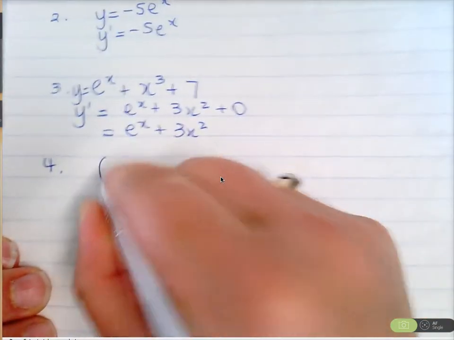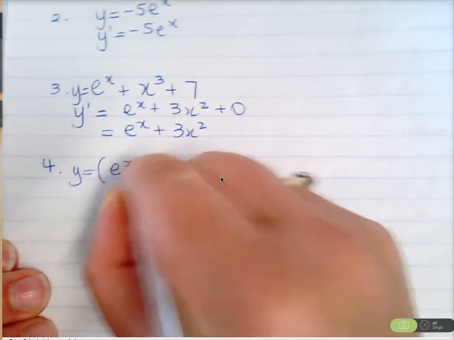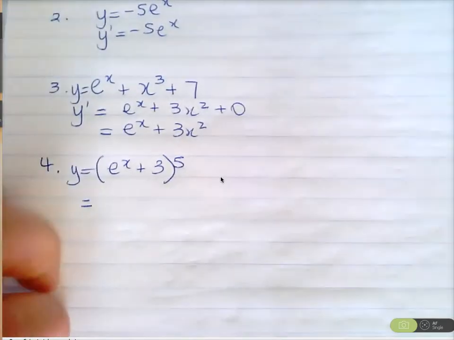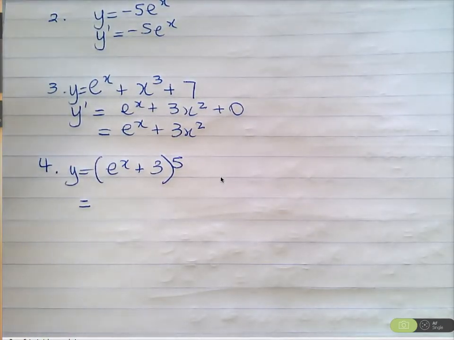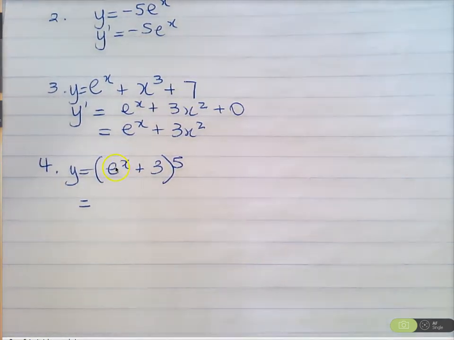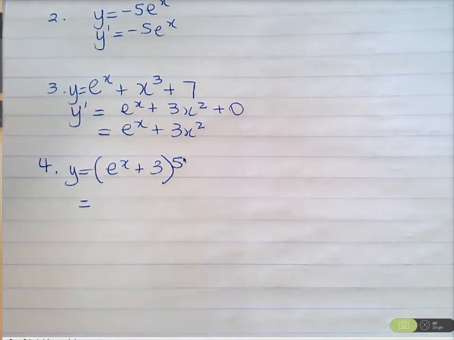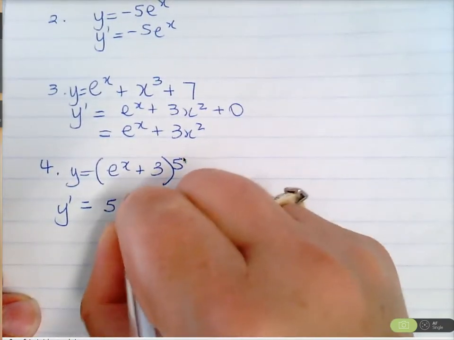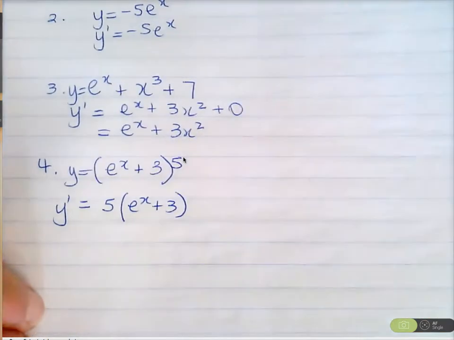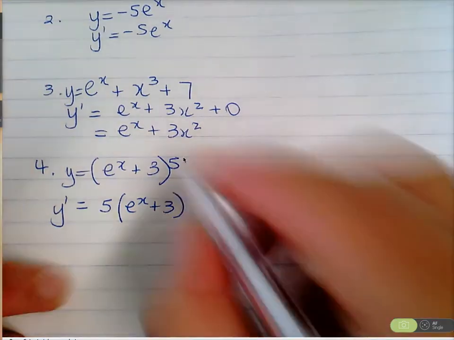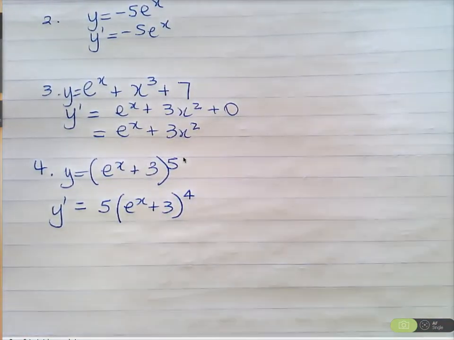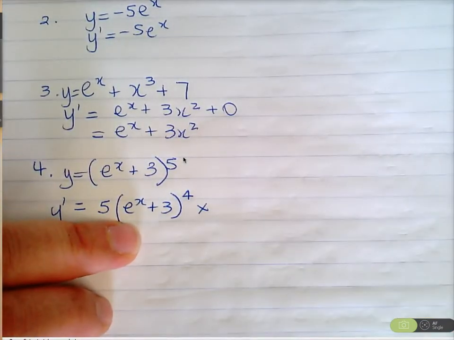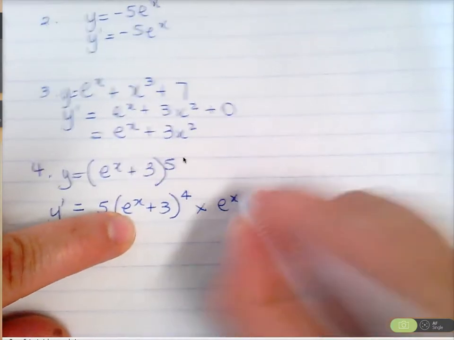I want you to differentiate (e to the x plus 3) to the power of 5. Now, girls, if that was something in here to the power of 5, how do we do this type? Don't we bring the 5 to the front? So we get 5 bracket, write down whatever is inside. Now what do I do? To the power of 4. But then I don't ignore what's inside. What do I do with what's inside? Times by the derivative of what's inside, which is just e to the x plus 0, or just e to the x.